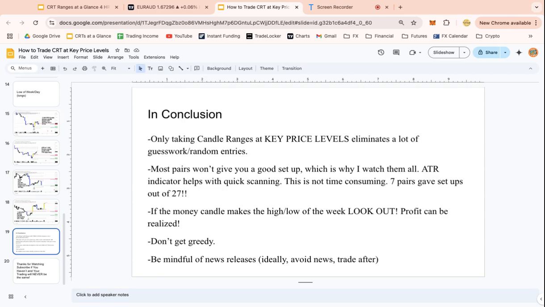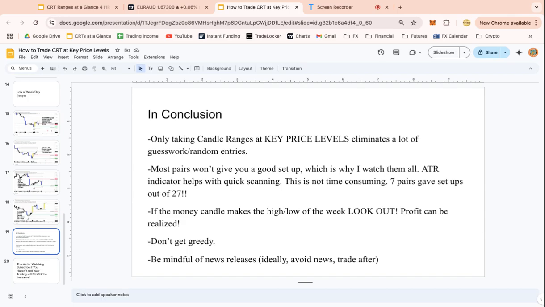Out of the 27 pairs that I watch, only 7 of them gave me a setup for this week that I just went over. So we have to remember that it's kind of like poker. Most of the hands that you're going to be dealt are not going to be all that great. That's just the way it's set up. The next thing to keep in mind is that if the money candle makes the higher low of the week, or sometimes the higher low of the day, but for the most part, like I said, the higher low of the week, look out because profit can be realized.